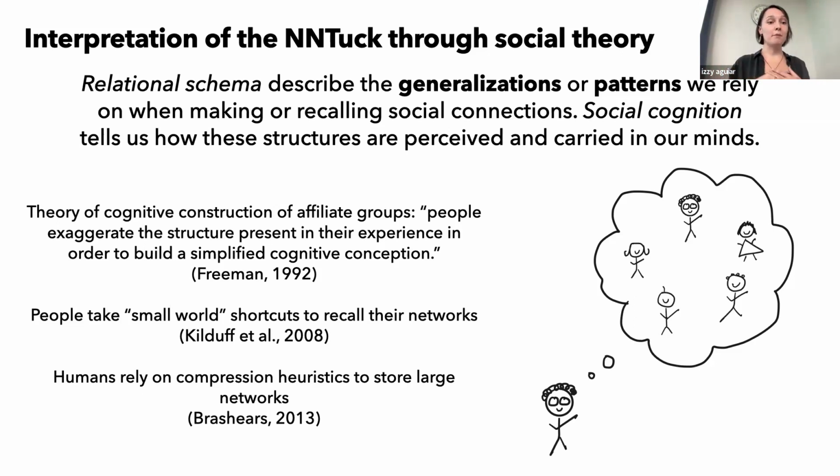In this Kilduff et al. paper, they found that people take small world shortcuts to recall their networks. So they're better at recalling things if they assume that there's some small world attribute to it. And even in 1992, Freeman said that people exaggerate the structure present in their experience in order to build a simplified cognitive conception.